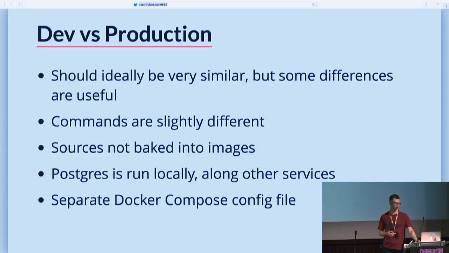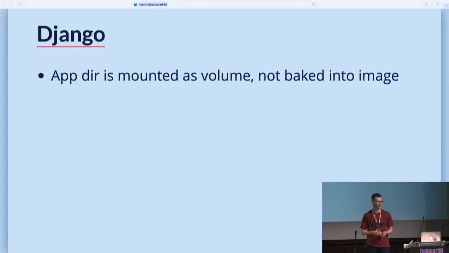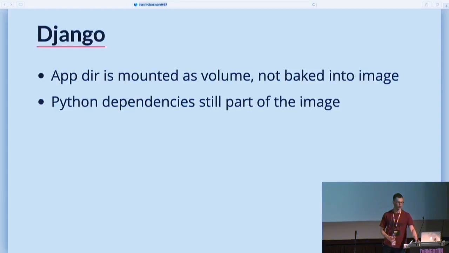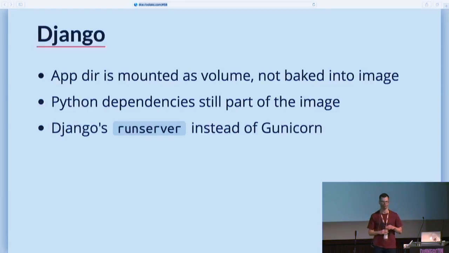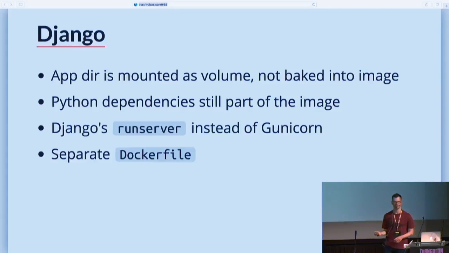And again, going through the services one by one, Django has the application source files now mounted into the container as a volume, because we don't want to rebuild the image whenever we make a small change in the editor. We still keep Python dependencies as part of the image, because those do not change as often. And we use a different command, Django's runserver, instead of Gunicorn. And again, we use a separate Dockerfile, which is basically a recipe for the resulting image, to be able to easily make those differences.